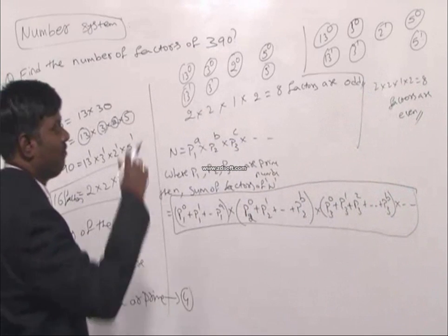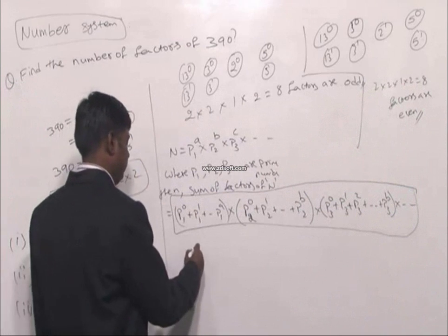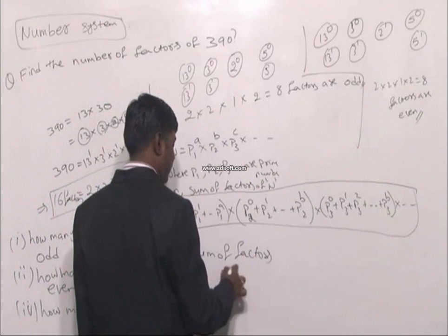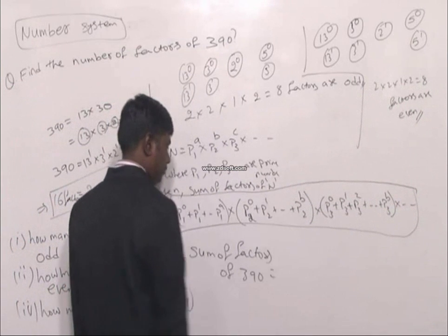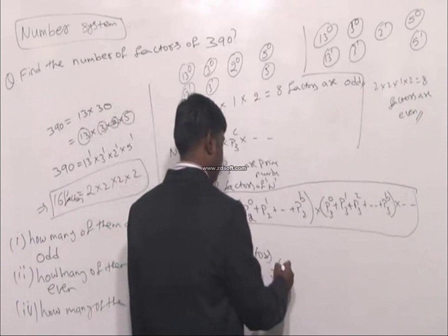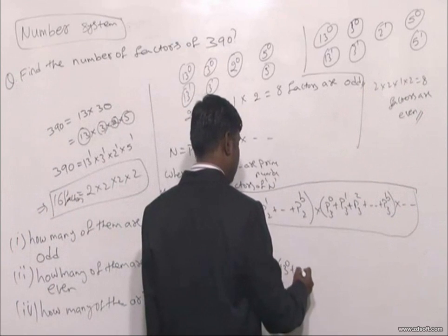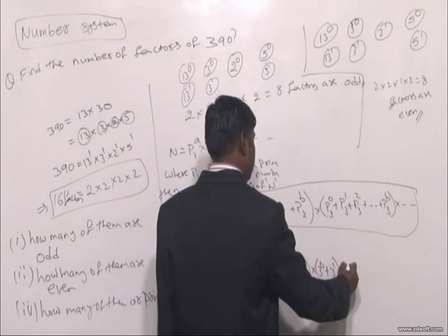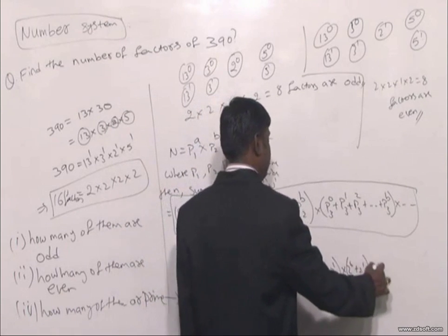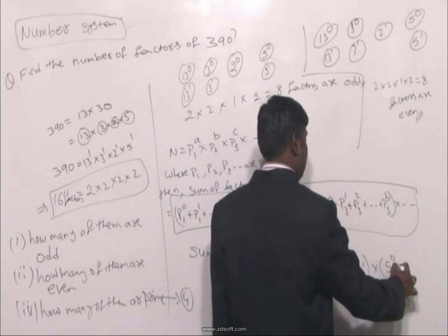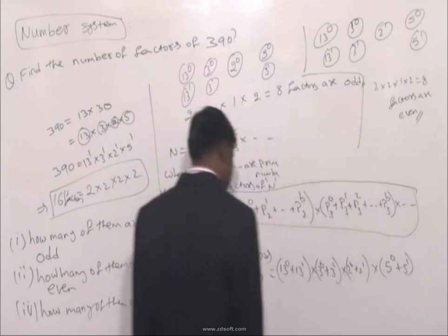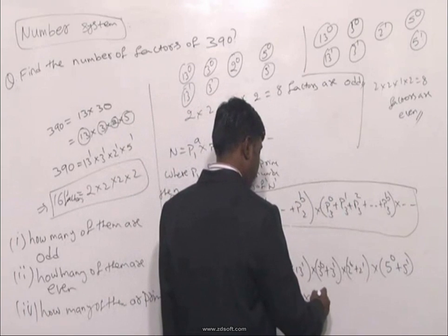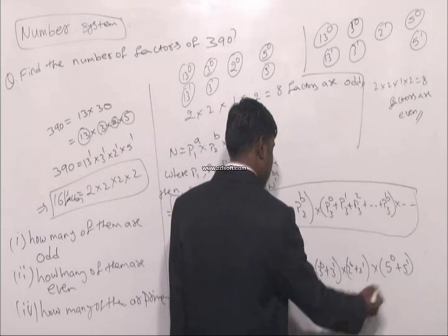Consider as well sum of factors. Sum of factors of 390. (13 power 0 plus 13 power 1) into (3 power 0 plus 3 power 1) into (2 power 0 plus 2 power 1) into (5 power 0 plus 5 power 1). So in this case it is 14 into 4 into 3 into 6. You can get the answer.